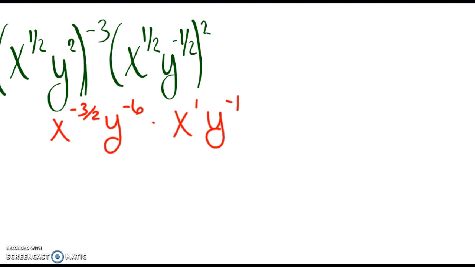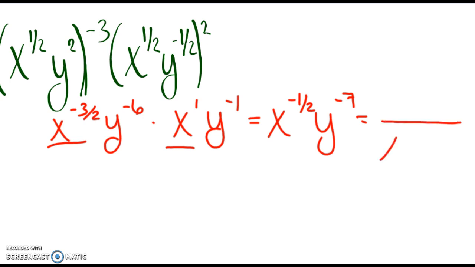From here, you might want to make the negative exponents positive. I don't. I like to first use the additive law, get it down to 1x and 1y before I start flipping locations. So if I combine my x's, I get x to the negative 1/2 by adding the exponents using the additive law. And my y's, I get y to the negative 7. Both of those are negative exponents. In order to make them positive, I put them in their opposite location.